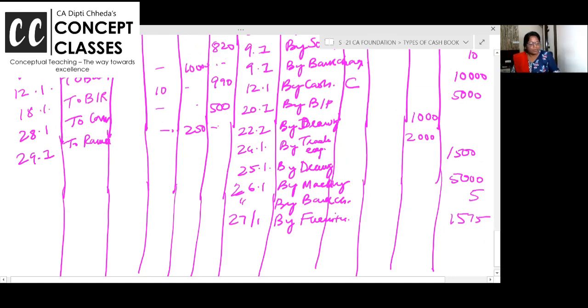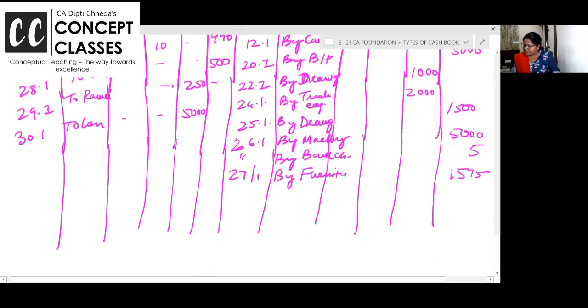Received payment of a loan, 5,000. We had given a loan to someone on 30th of January. To loan, he paid us cash 5,000 and out of this 3,000 I deposited in bank. So 3,000 cash, contra entry on 30th of January. By bank. See, cash is going out and money is coming into the bank. To cash. Contra entry. Date is 30th of January.